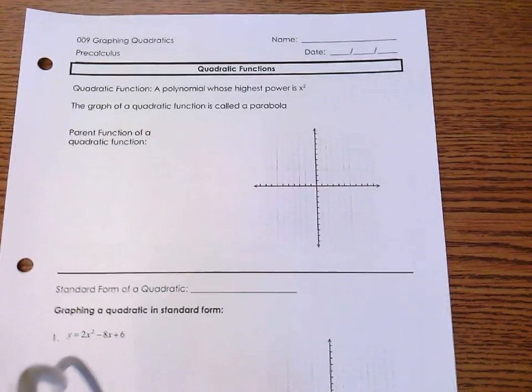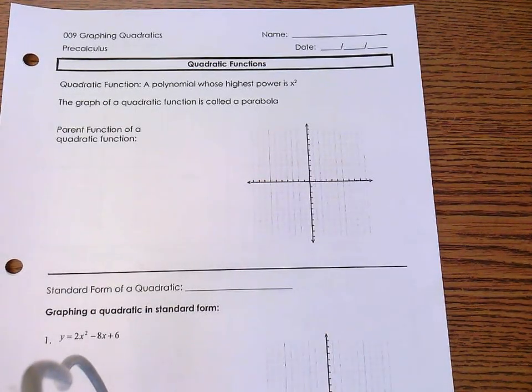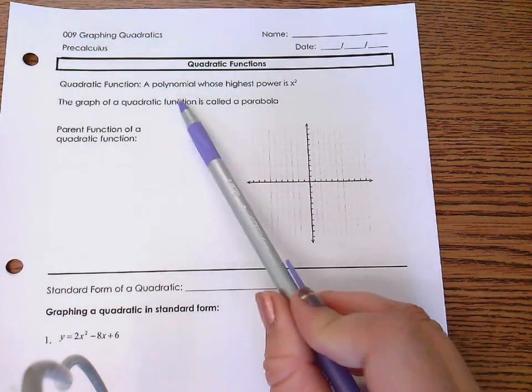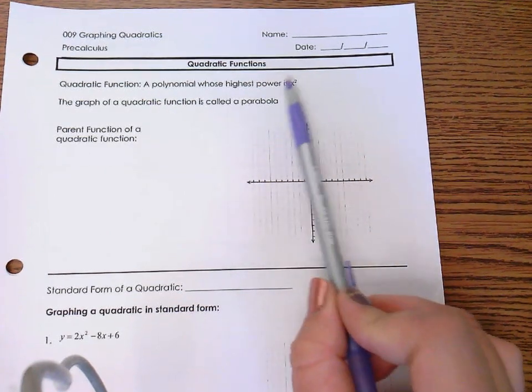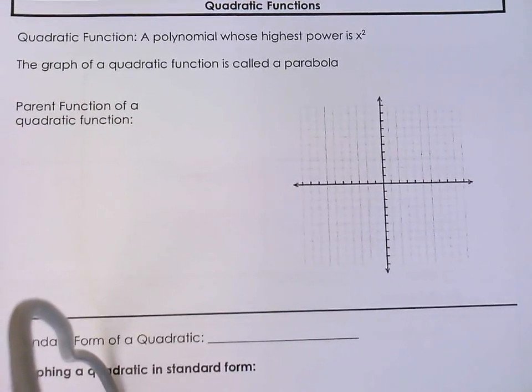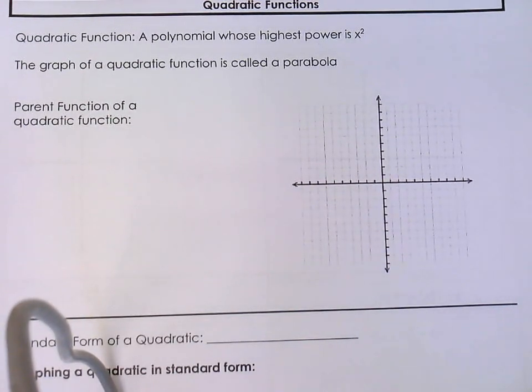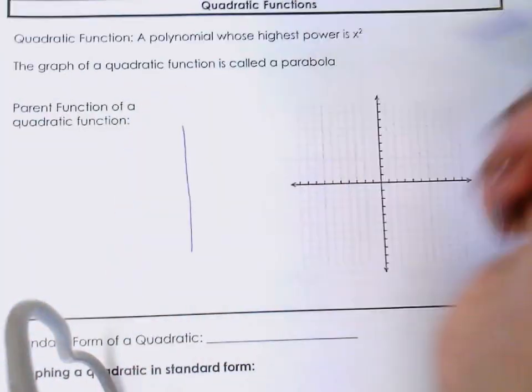So 009, graphing quadratic functions. We're just going to go over the parent function and how to graph it with whatever form you're given, because I feel like it really helps review a whole unit of Algebra 2. I think you remember that a quadratic is just the highest power is x squared, and the graph of a quadratic is always called a parabola, and the parent function has these key points.